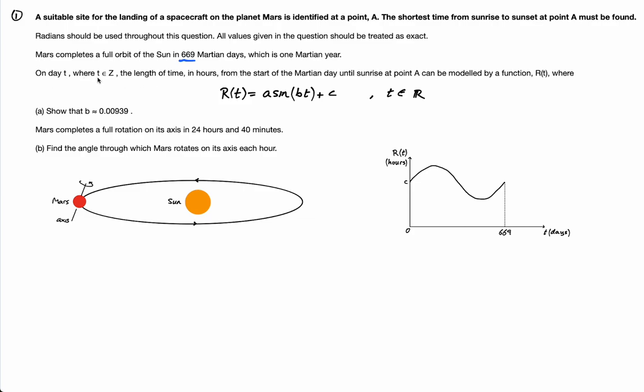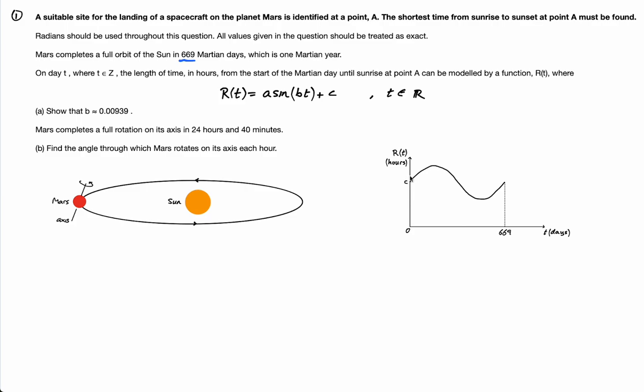On day T, where T is an element of Z, the length of time in hours from the start of the Martian day until sunrise at point A can be modeled by this function R of T. That's confusing, guys, because day T is an element of Z, which is the integers. Remember, this is the graph here. So T is the number of days, so T is in days, and R of T is in hours. So think of R as the number of hours. So the number of hours changes.